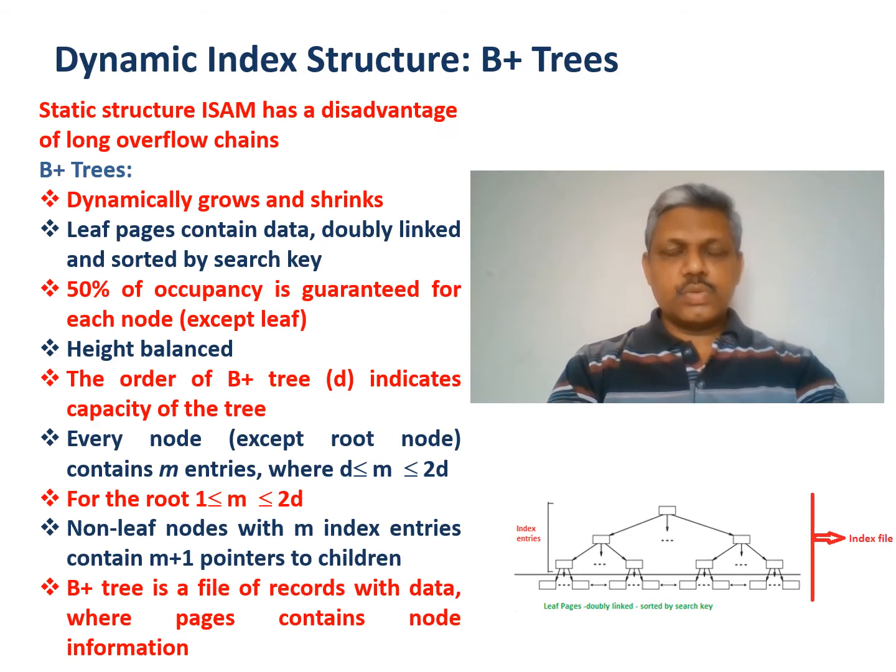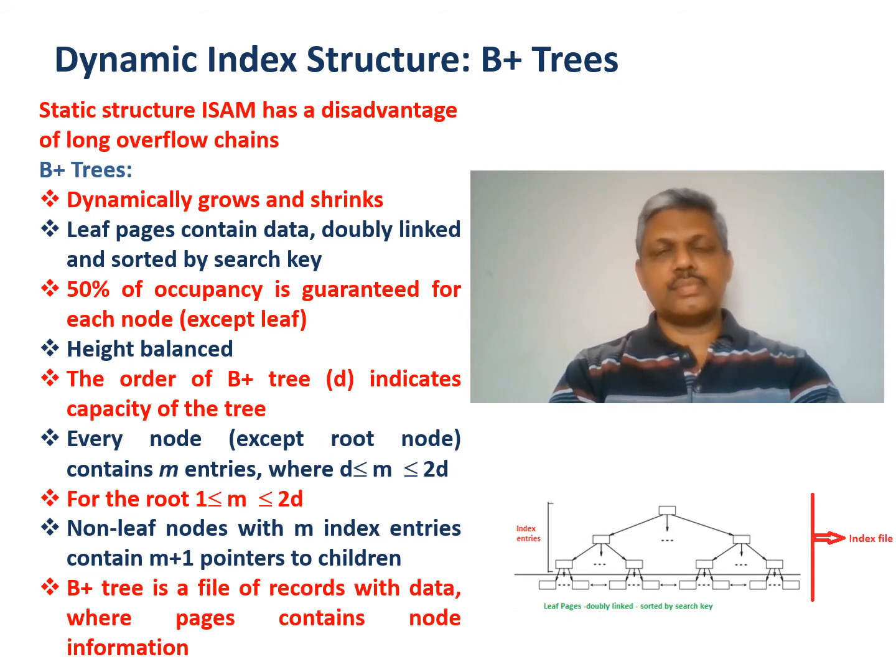In the previous lecture, we talked about ISAM, which is a static indexing structure based on graph theory, which is basically a tree. There we observed that the non-leaf nodes are fixed once they are created, whereas data is stored in the leaf nodes, and long overflow chains may form if the data is increasing. Now we observed that's a drawback of ISAM.